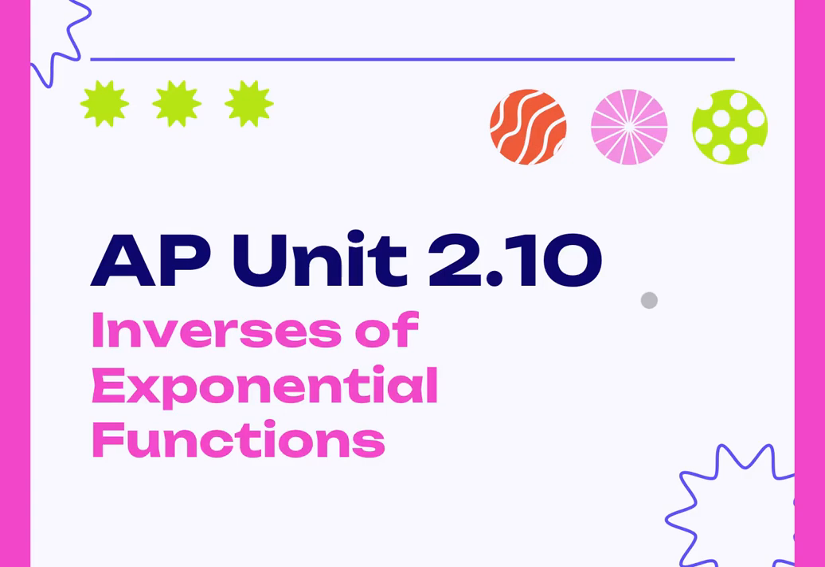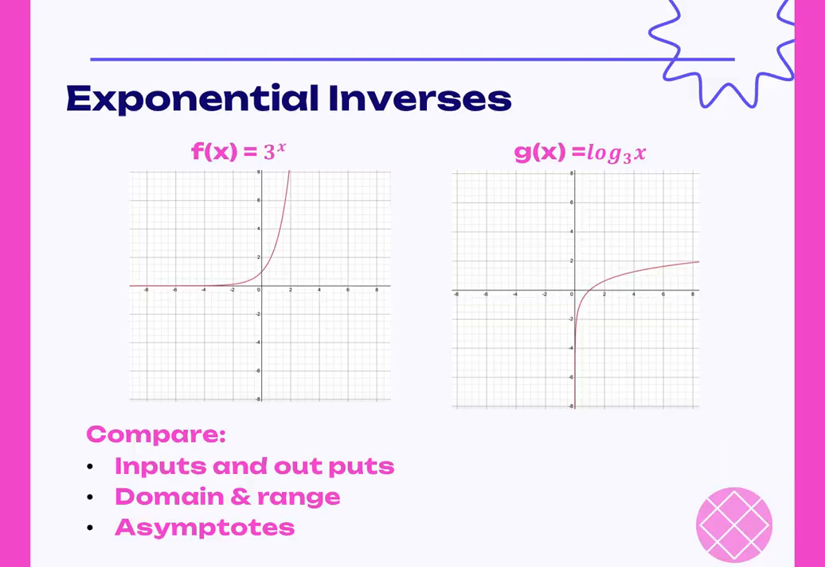All right, 2.10 is called inverses of exponential functions. So we bring back logs, exponentials, and inverses in this section. First of all, an exponential graph would look like the one on the left-hand side. That f of x equals 3 to the x would be an exponential graph. And then on the right-hand side, we've got a log graph.